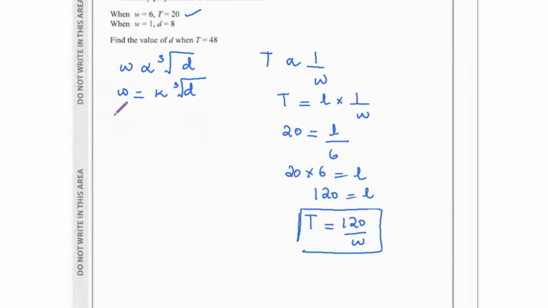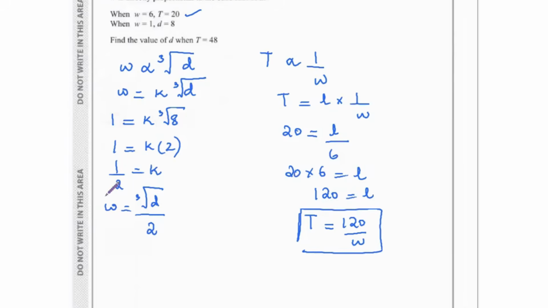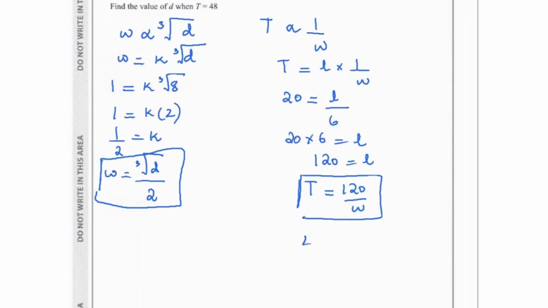Now over here, W is 1 and D is 8. So cube root of 8 is 2. So 1 equals K times 2. And 1 over 2 is K, which means W equals cube root of D divided by 2 is your formula for this one. We have to find the value of D when T is 48. So when T is 48, you first use this formula to figure out a value of W.